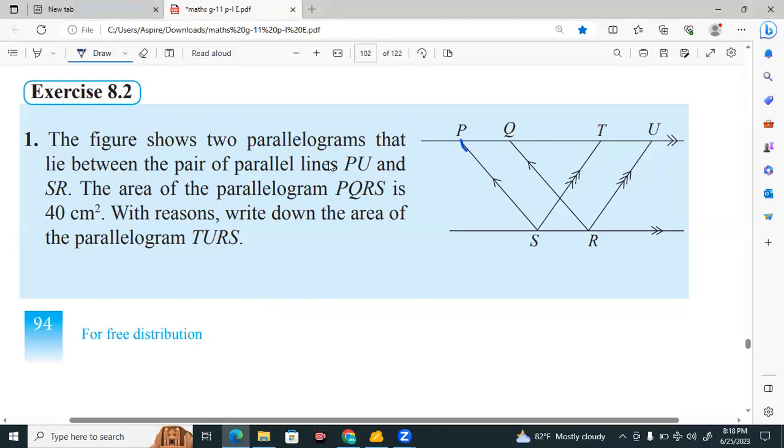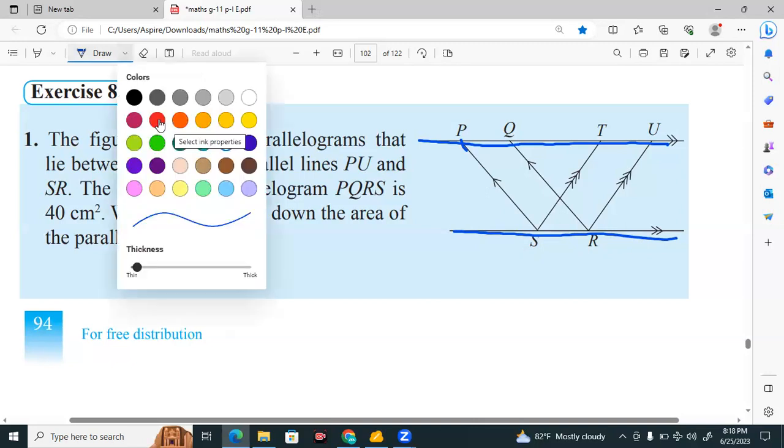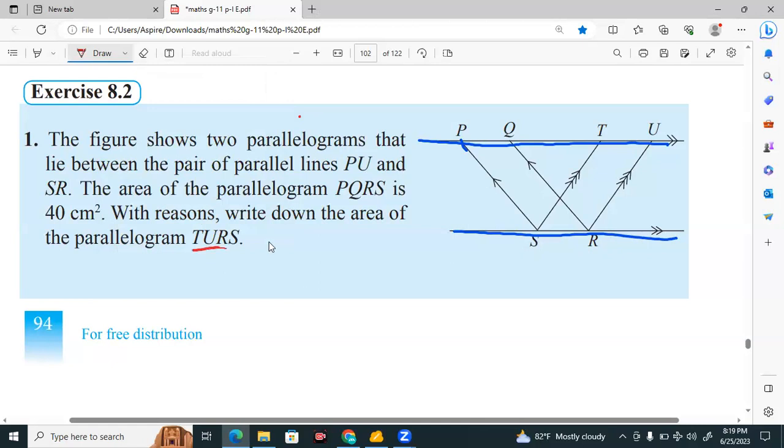The figures show two parallelograms that lie between the pair of parallel lines PU and SR. These two are the parallel straight line segments. The area of the parallelogram PQRS is 40 square centimeters. With the reason, you have to mention the reason also in this question. You have to find the area of the parallelogram PURS.